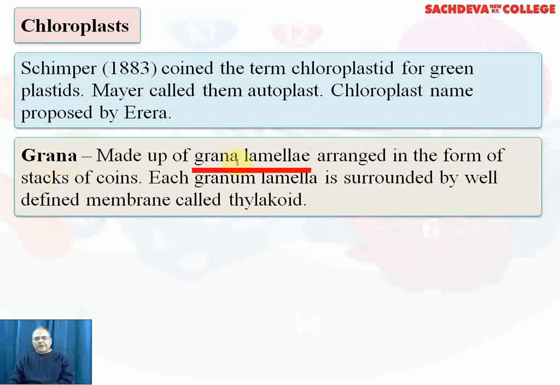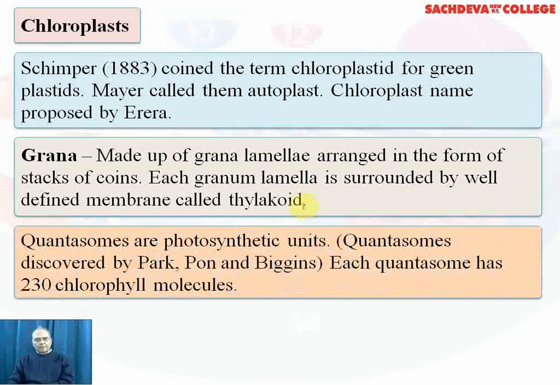Grana, made up of grana lamellae arranged in the form of stacks of coins. Each grana lamella is surrounded by a well-defined membrane called thylakoid, and you know that each chloroplast has 40 to 60 grana. Quantasomes are the distinct photosynthetic units. They were first observed by Park and Biggins, and each quantasome consists of 230 chlorophyll molecules.